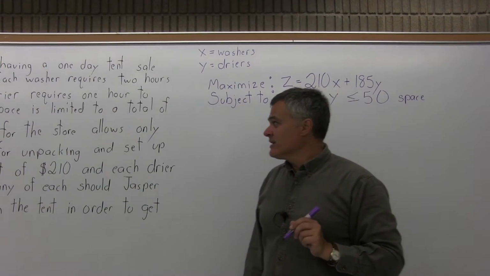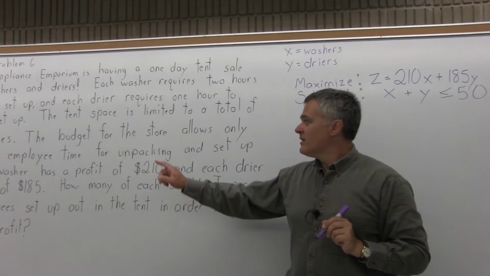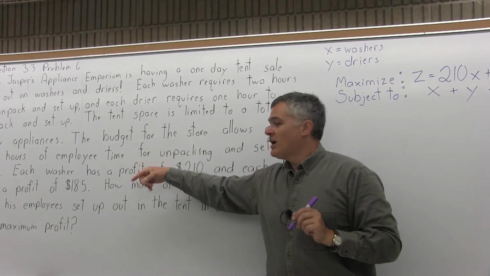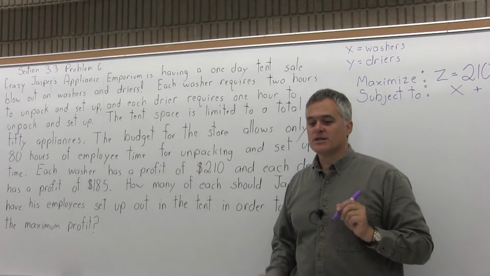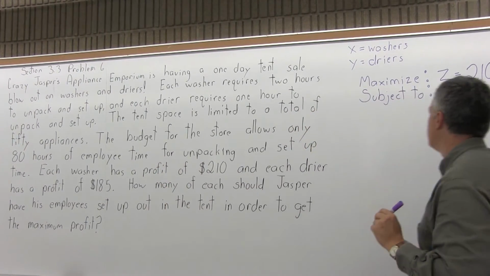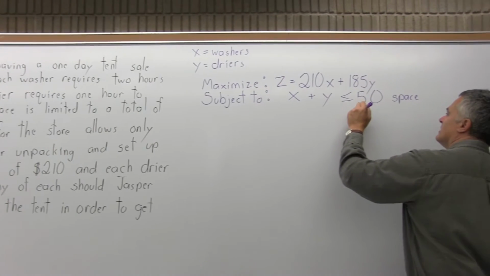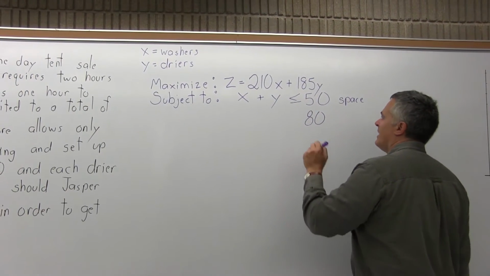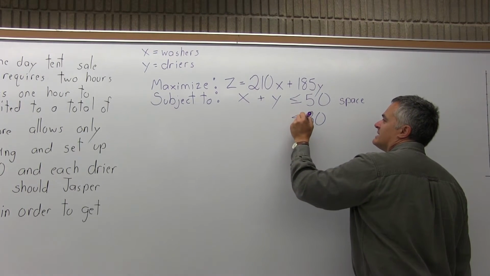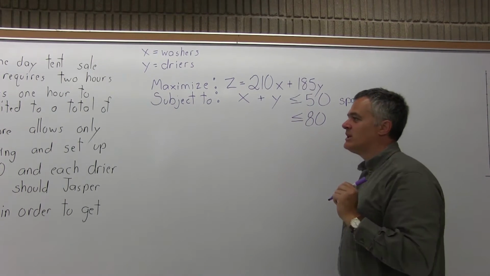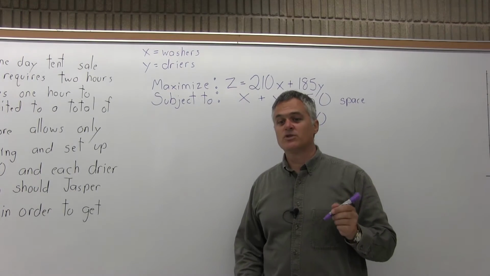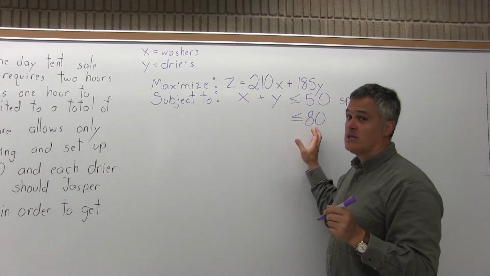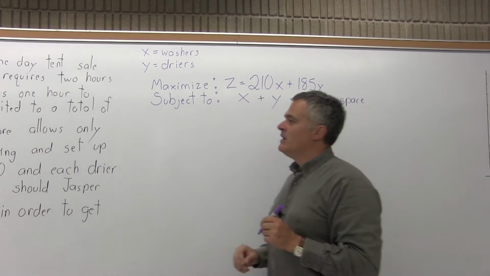Now, the other constraint will come from the fact that there is a total of 80 hours of employee time to unpack and set up these appliances. A total of 80 hours to unpack and set up the appliances. So there's going to be a separate constraint, 80, and we're going to have the same inequality symbol, less than or equal to, because 80 is the most that you can use. You can use all 80 or a little less. You can't use 82, you just don't have it.